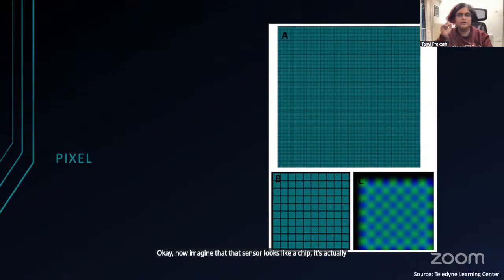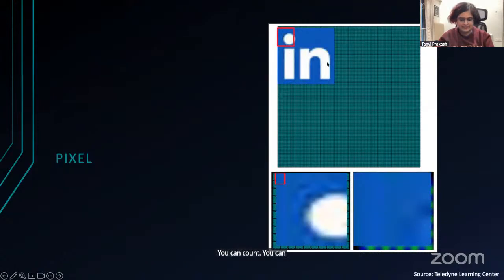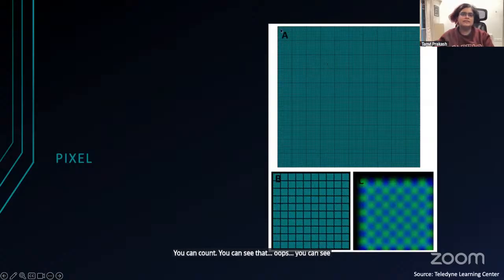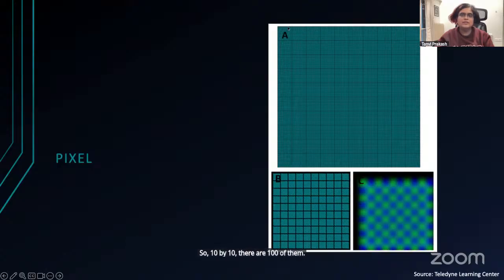It's actually a chip. Now, if you look at image A, this is what it actually looks like. And if I tell you that image A contains 1 million pixels, you can count. You can see that this thing is made up of 10 squares of this size. Can you make out? So 10 by 10, there are 100 of them. Now, if I zoom in on any one of these squares, it becomes like picture B, which itself has 10 by 10 inside it. So 100 into 100. That's 10 raised to 4.